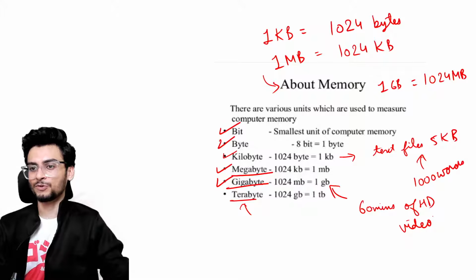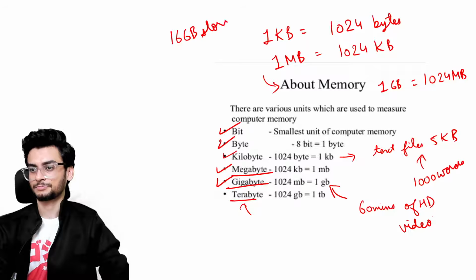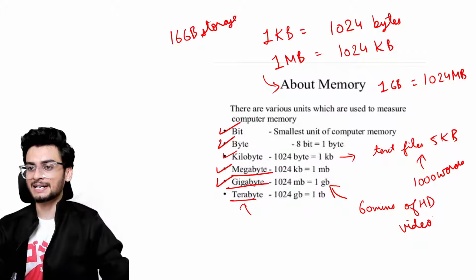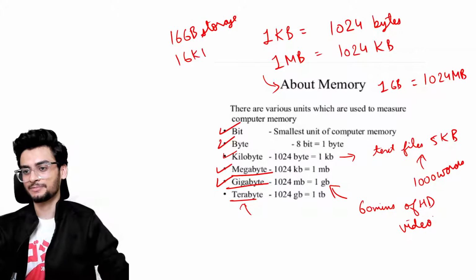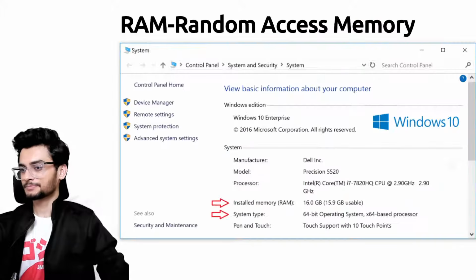So probably if you come across something 16 GB storage, you would automatically understand that it is more than 16 KB and it is less than 16 TB, right?